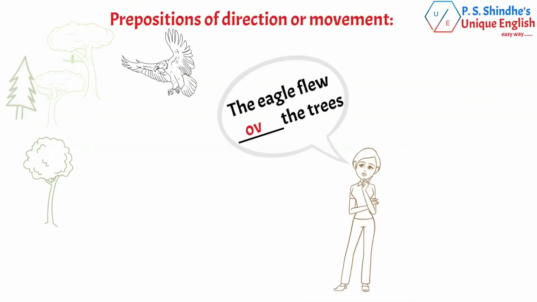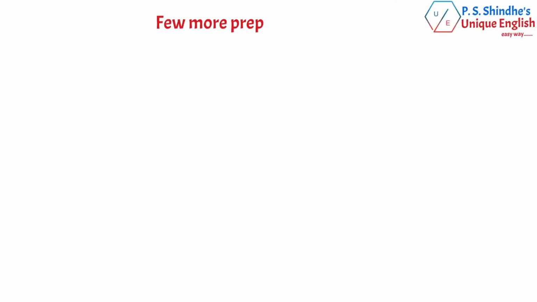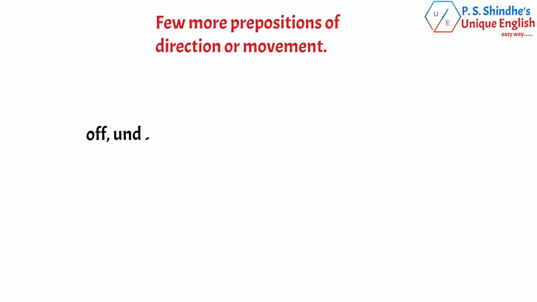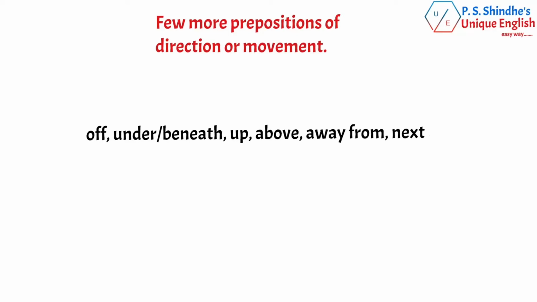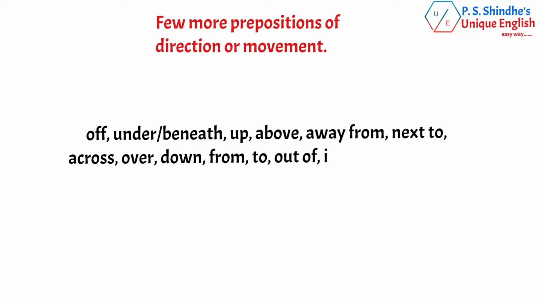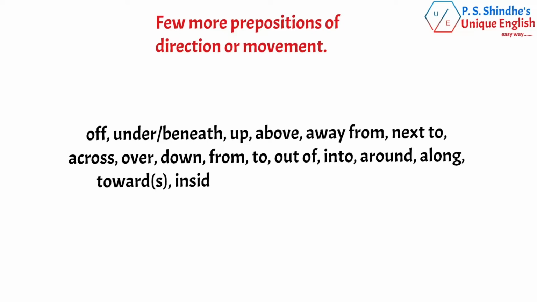The eagle flew over the trees. In this sentence, the word over denotes the direction where the bird moves. Such prepositions describe how, where, or in what way something moves. Therefore, they are called prepositions of direction or movement. Some common prepositions of direction or movement are off, under, beneath, up, above, away from, next to, across, over, down, from, to, out of, into, around, along, towards, inside, in, close to, through, onto, etc.